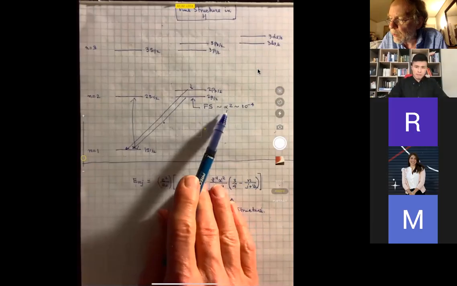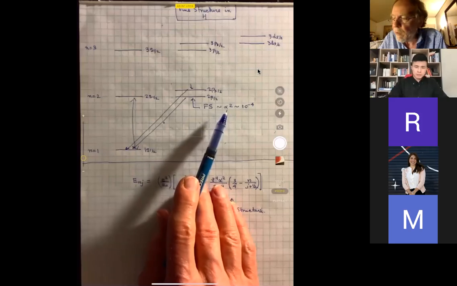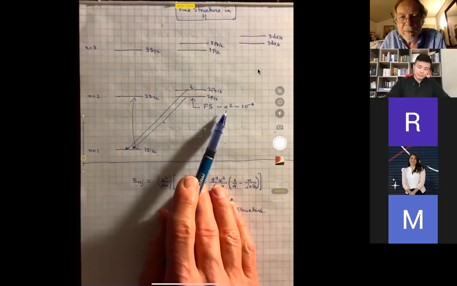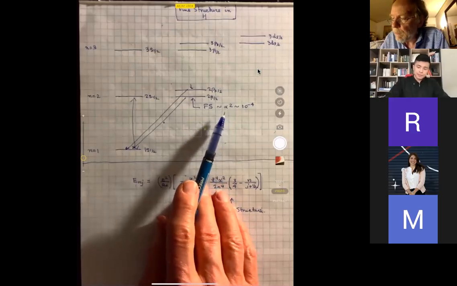This alpha squared here becomes Z alpha squared if you're talking about hydrogen-like atoms. And if Z gets to be big enough, that becomes not insignificant. In the case of uranium, Z alpha is about 2/3. So the electron is moving at about 2/3 the speed of light. This would be hydrogen-like uranium. Therefore, Z alpha squared is about a half.